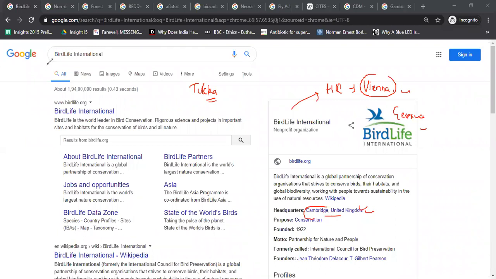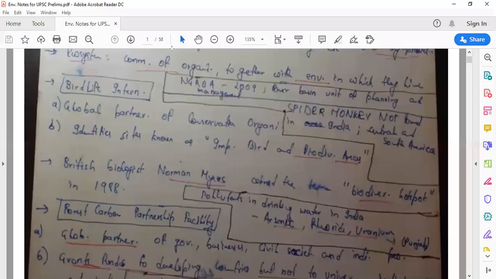And believe me, the pattern of UPSC has become, especially in prelims these days, that you have to take a certain amount of educated guess. So BirdLife International headquarter, we have just seen that it is in UK.